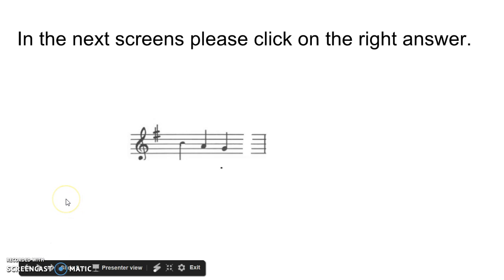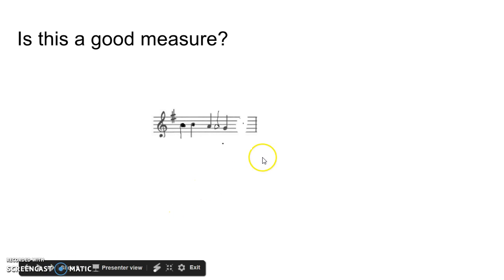In the next screens, please click on the right answer. So I have this measure. It's got a quarter note and a quarter note. I need you to tell me by clicking on one of the bubbles what note would go in this section. Is this a good measure? Quarter, quarter, quarter, half, quarter. So 1, 2, 3, 4, 5, 6.